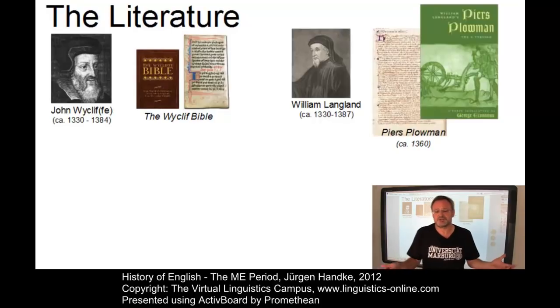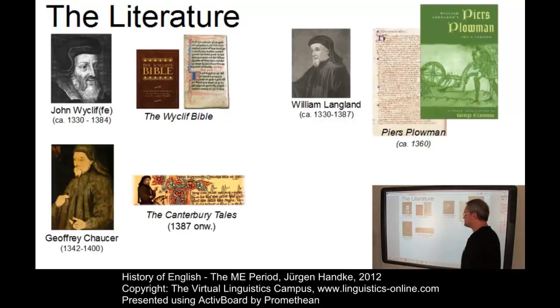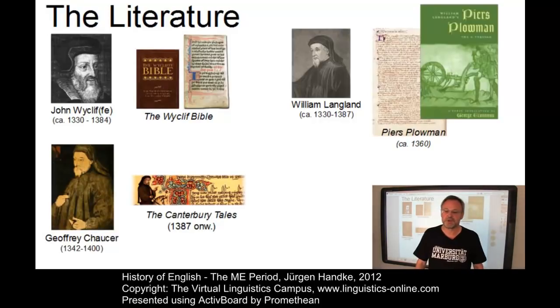The universally recognized pinnacle of poetic achievement in Middle English, however, are the Canterbury Tales by Geoffrey Chaucer, who was probably born in 1342, but historians are uncertain about his exact date of birth. As a member of the king's household in the 1360s, he was sent on numerous diplomatic missions throughout Europe, especially to Genoa, Florence, and Milan. Chaucer died in 1400.